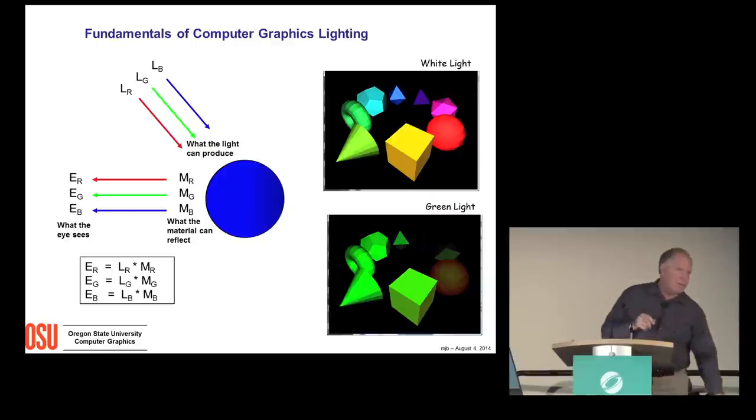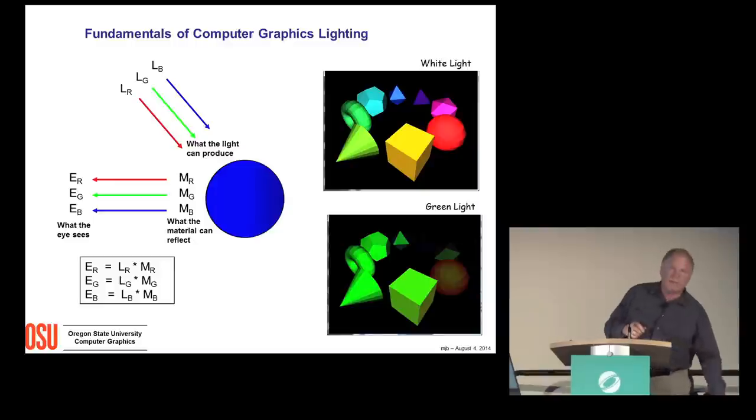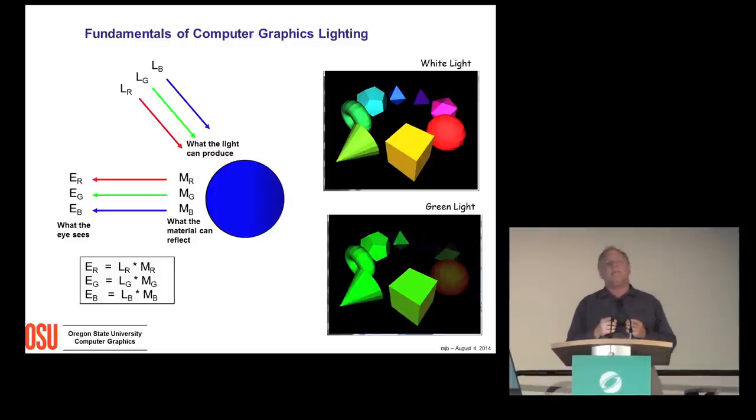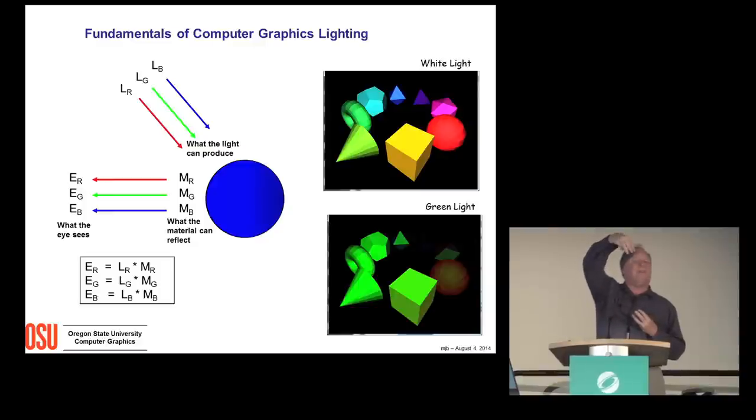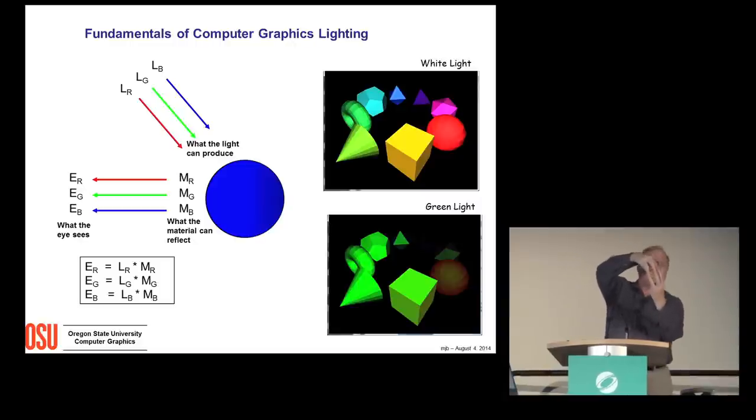Okay, so you've got these two characteristics. What wavelengths are coming in, and then what wavelengths is this object able to bounce out? And so what you'll actually end up seeing is, what they do is they take the three light components, red, green, blue, and multiply them by each of the object color components, red, green, blue, and then those three products are what you'll actually see.